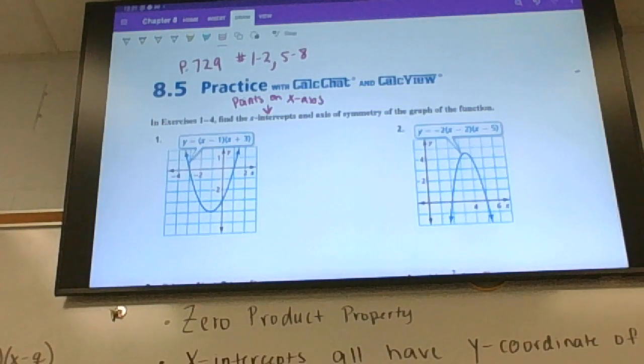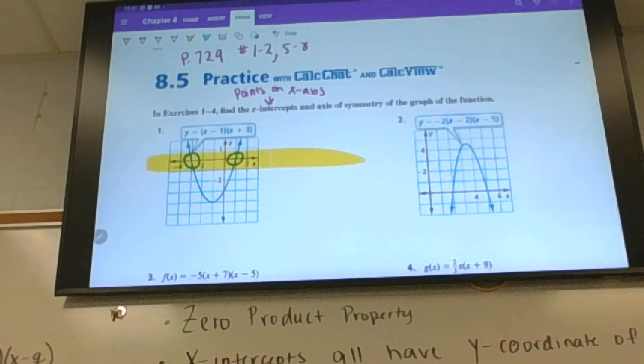Alright, raise your hand if you can find the answers of number 1. Alright, points on an x-axis. I'll highlight the x-axis. That's the x-axis. Where does the parabola go through the x-axis? Goes right here and right here. Those are the points we're looking for. Those are called x-intercepts. Points on x-axis.